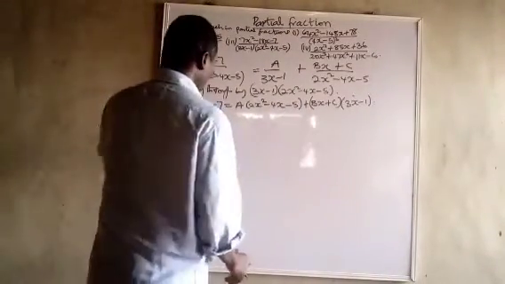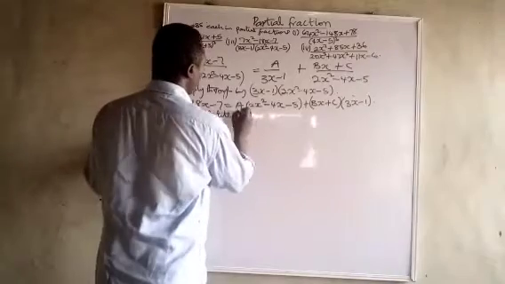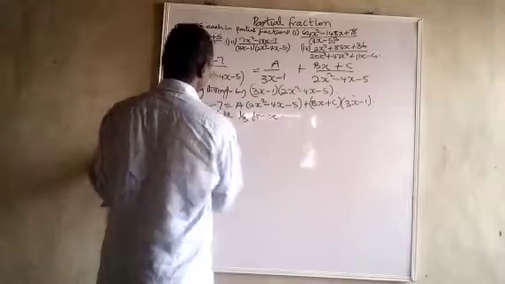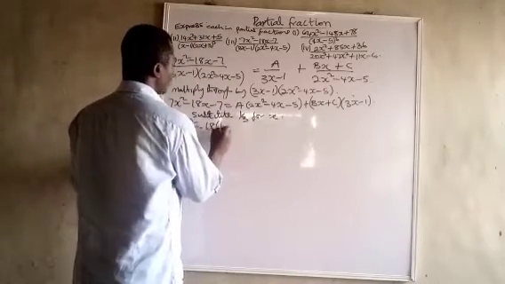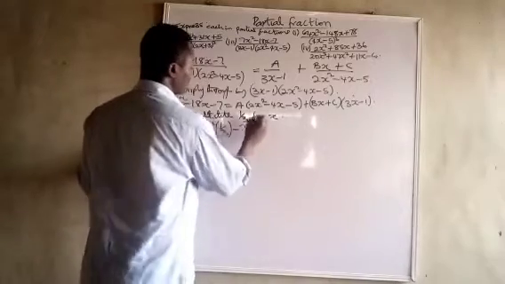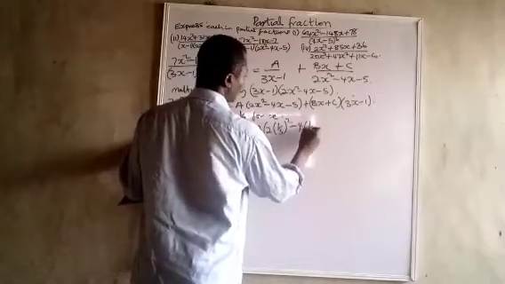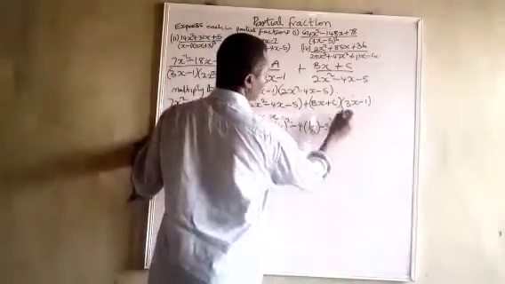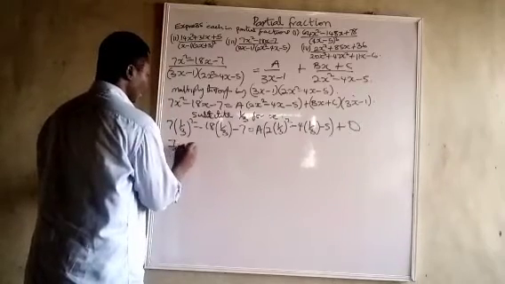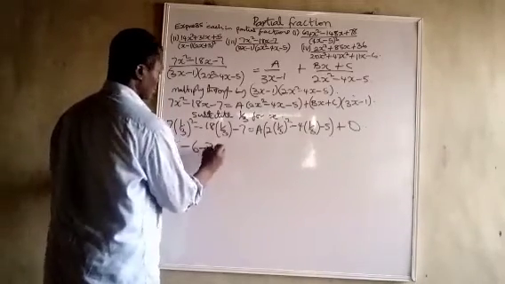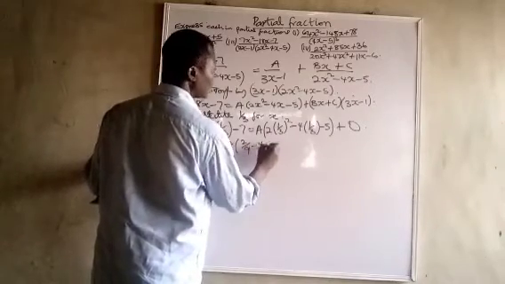Now, let me now substitute 1 over 3 for x in the expression. So I'm going to have 7 into 1 over 3 squared minus 18 into 1 over 3 minus 7 will be equal to a into 2 to 1 over 3 squared minus 4 into 1 over 3 minus 5. This one will be 0, so this one here will be 0. Now let's work this out. I'm going to have 7 over 9 minus 6 minus 7, which will be equal to a into 2 over 9 minus 4 over 3 minus 5.